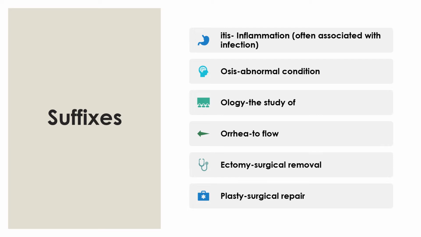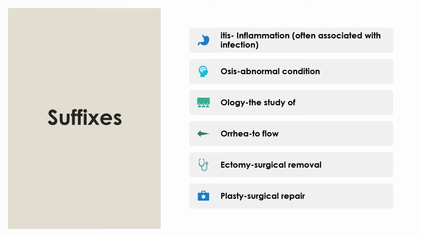Osis, simply abnormal condition. We've heard the term like bad breath, halitosis, but some people just say condition of, but in truth, remember, it signifies an abnormal condition. Ology, study of, from biology to sociology, pathology, we know that. Here's a fun one, urea, to flow, like diarrhea. Urea, gonorrhea, etc. To flow.